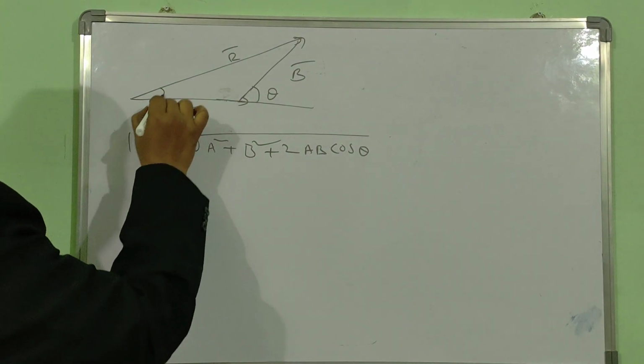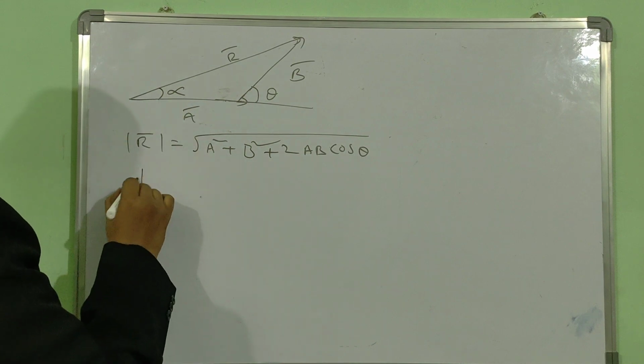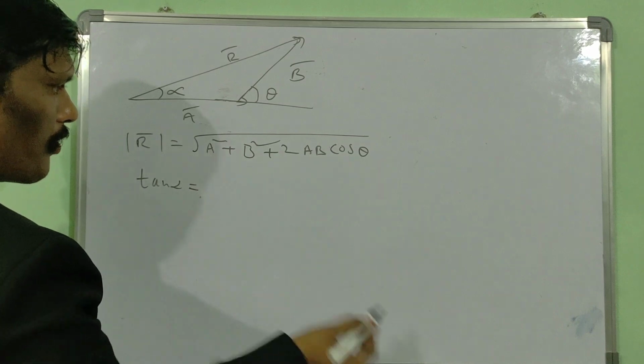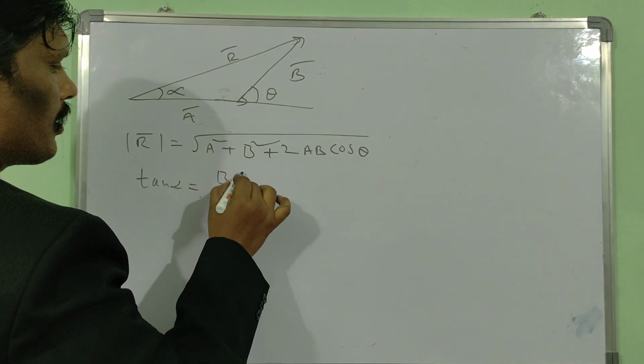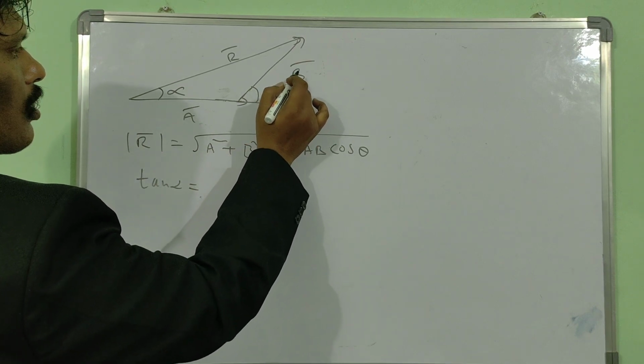How to calculate the direction of the resultant vector? So tan alpha is equal to, how to calculate? Already we proved, no? B sin theta over A plus B cos theta. See, this is the vector B. This is the vector B, correct?